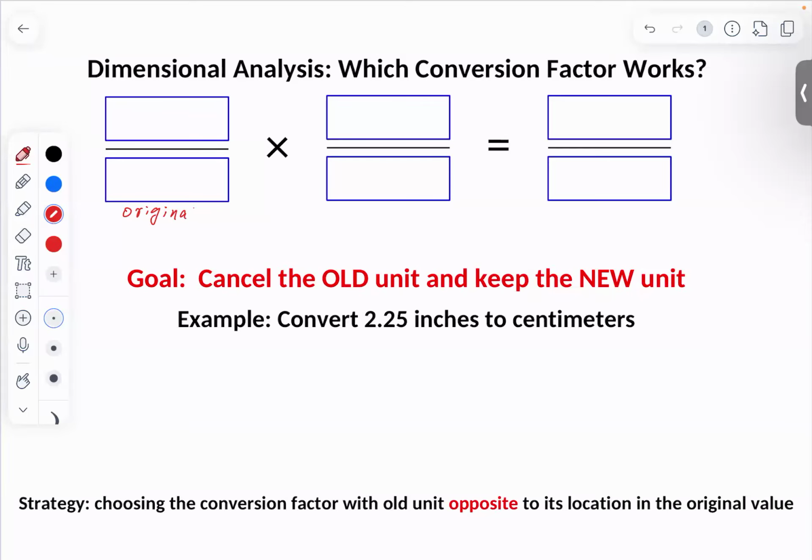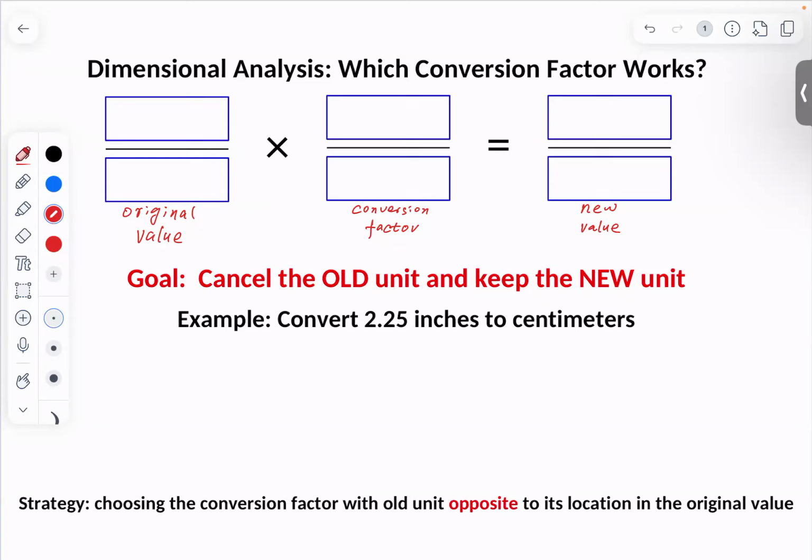Original value multiplied by conversion factor will end up with the new value. In this process, our goal is to cancel the old unit and keep the new unit. So dimensional analysis is also known as unit cancellation method.